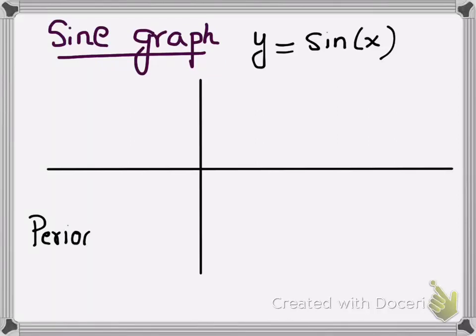The sine graph has a period of 2 pi. A cycle of the sine graph goes from 0 through 2 pi. If you're good at the midpoint formula or getting half of these numbers, that'll be great, because between 0 and 2 pi, the midpoint is pi. Another midpoint is pi over 2.